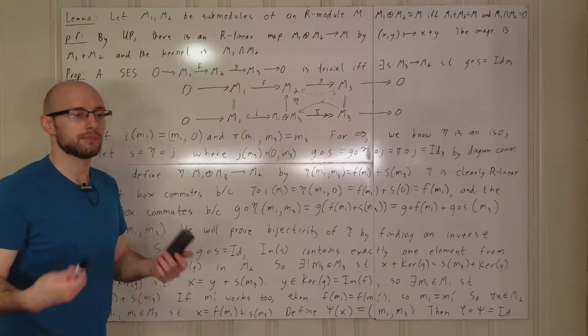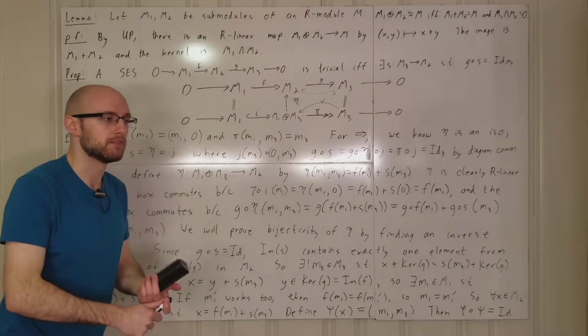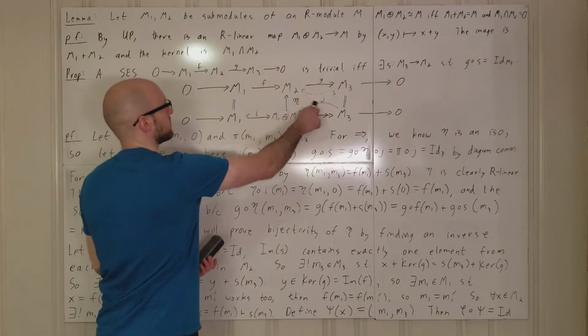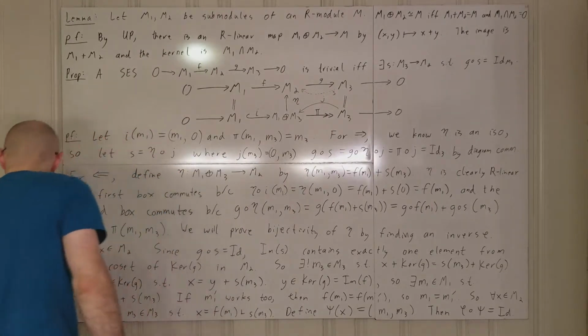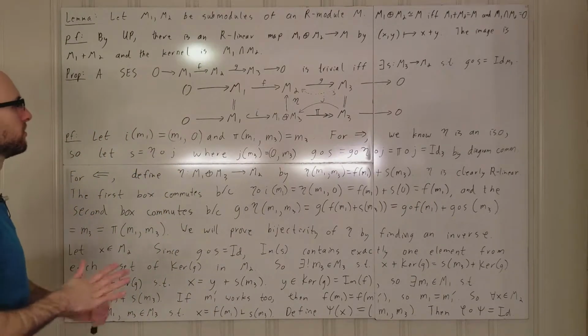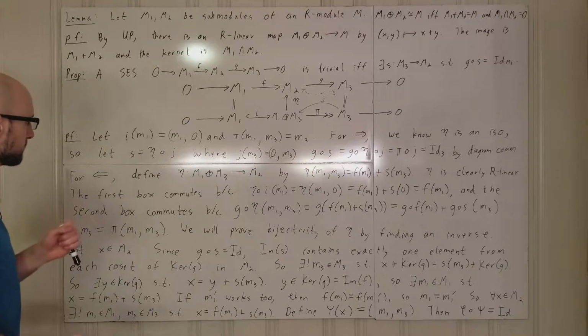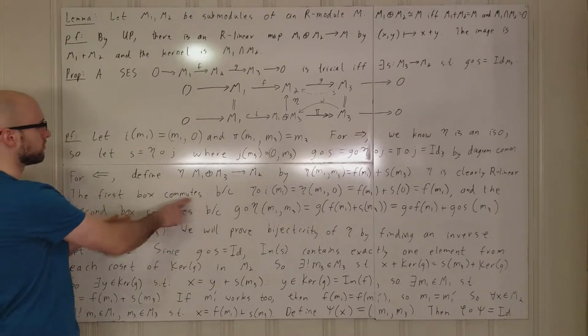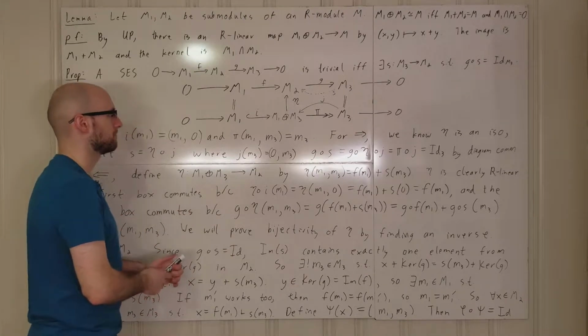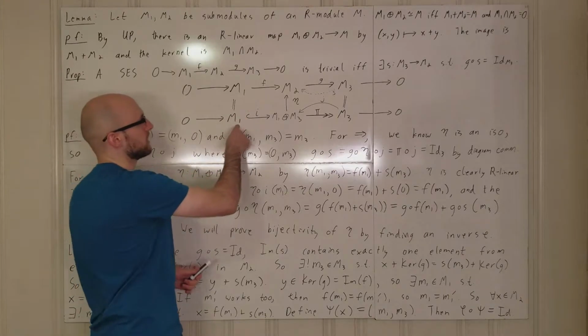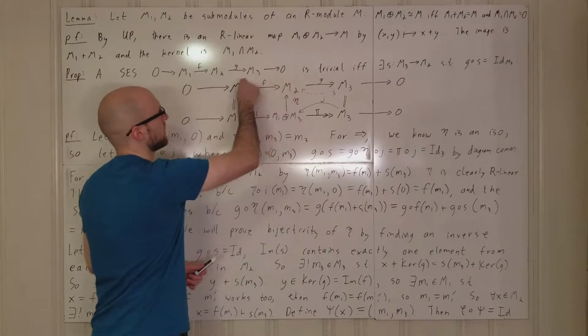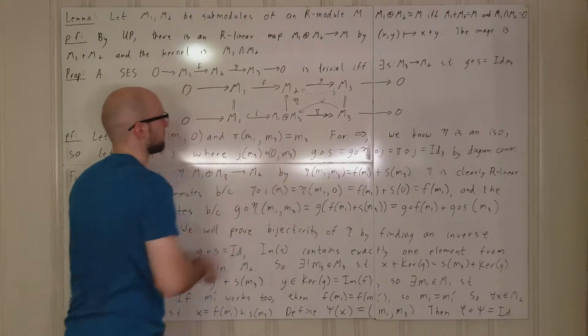We need it to be an isomorphism, so we need it to be bijective. And we also need these boxes to commute. So it turns out we can prove that the boxes commute now. So let's do that. For the first one, we want to prove that if we start here and go through here, that's the same as going directly through here.